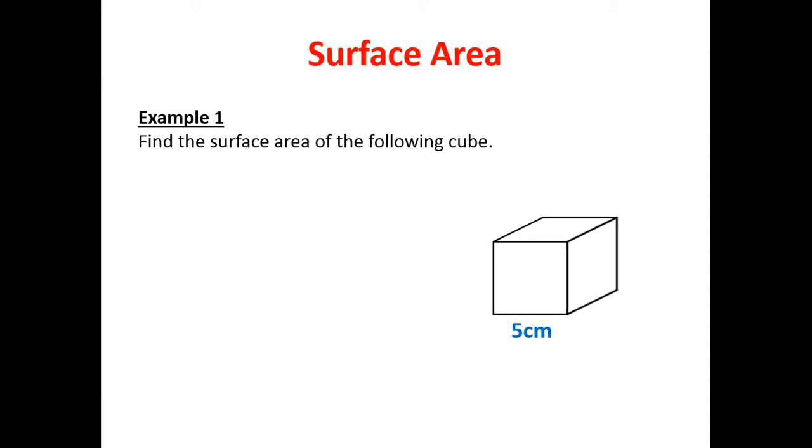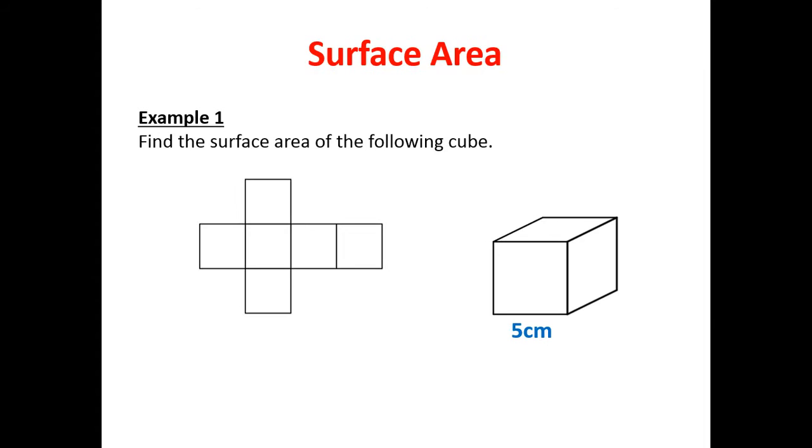Alright, so let's get into example 1. Find the surface area of the following cube. Well, all sides on the cube are 5 centimeters. Let's unfold it to get this net. There are 6 sides and each side is a square, and the square is 5 by 5. So to calculate the area of one of the faces, we're going to go base times height to get a total area of 25 centimeters squared.